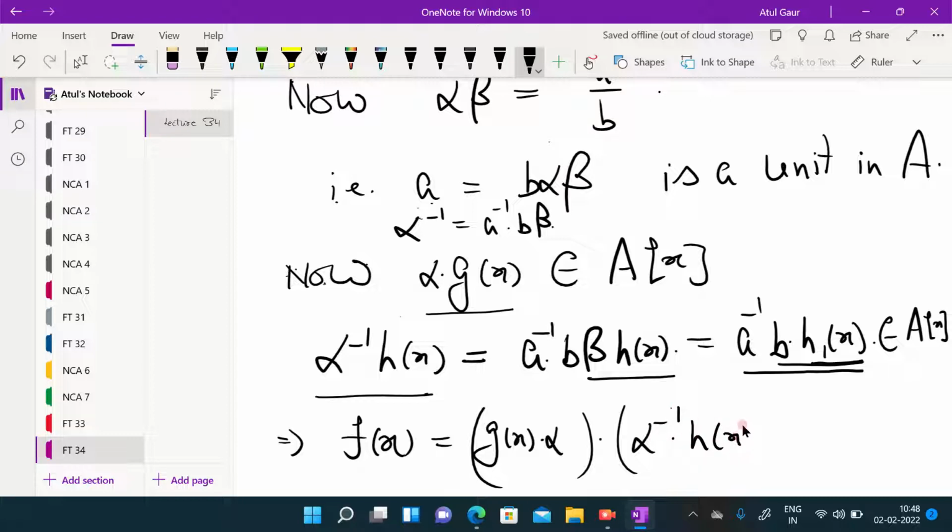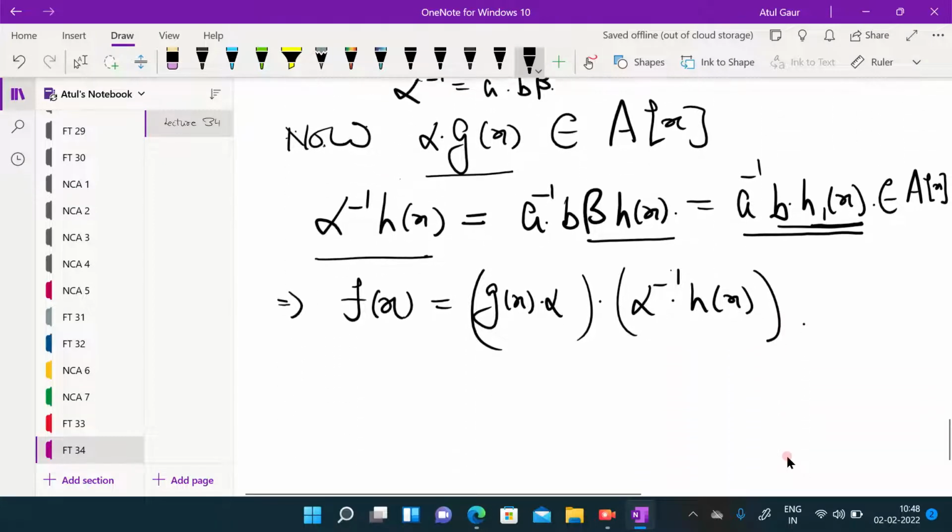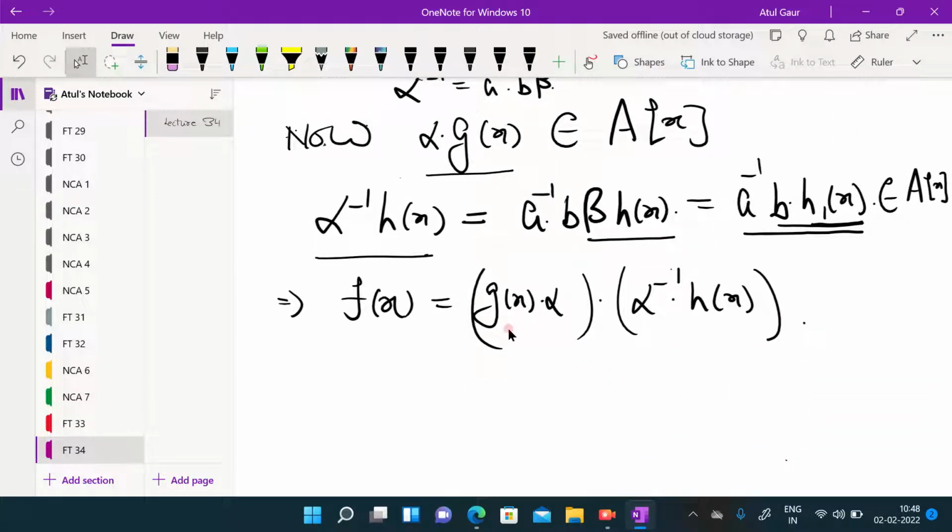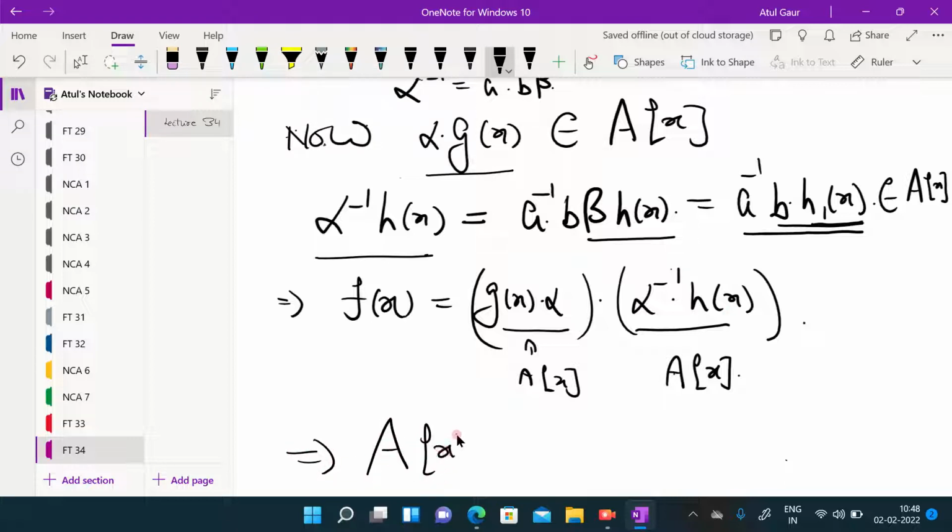Alpha inverse dot hx. Alpha is the element in K. This came in A, and this also came in A. So I started with an element in ax, assumed it has a factorization in kx, and that factorization I pulled to a factorization in ax. So that means ax is inert in kx. That's what I wanted to show.